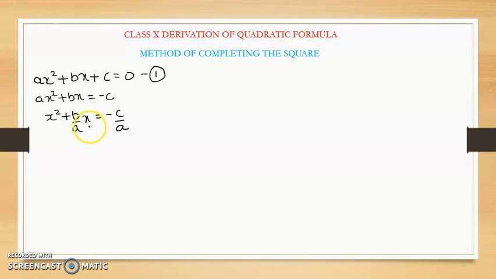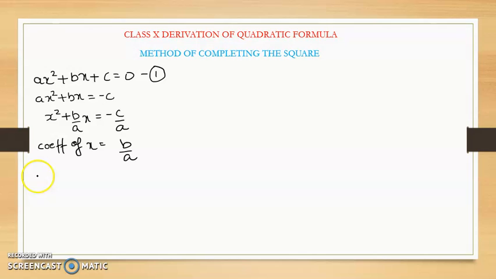What is the coefficient of x? The coefficient of x is equal to b upon a. Follow? What is a coefficient? It is the constant which is coming before the variable. So the coefficient of x is b upon a.